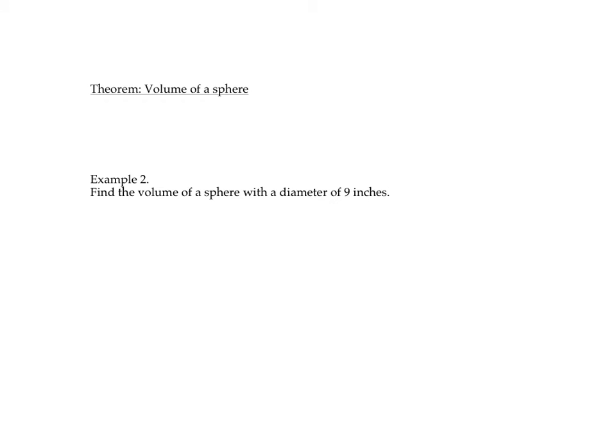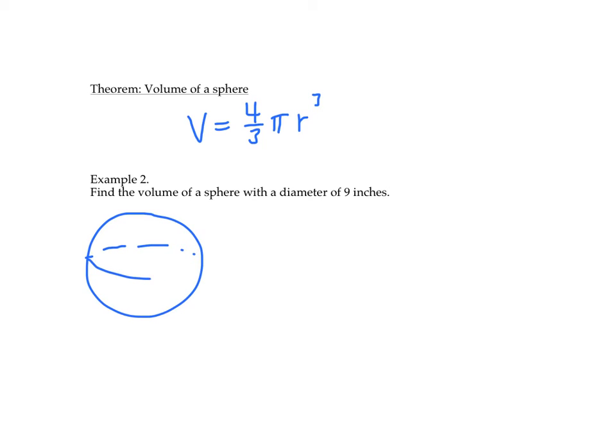Our second formula for today is how we find the volume of a sphere. The volume of a sphere, the formula is 4/3 times pi times the radius cubed. So in our second example, it just simply says find the volume of a sphere with a diameter of 9 inches. Just be careful. Remember that diameter equals 2 times the radius. So if our diameter is 9 inches, our radius would be 4.5.